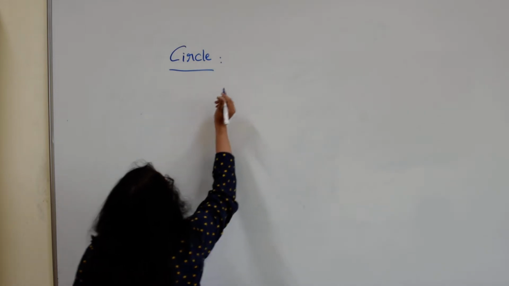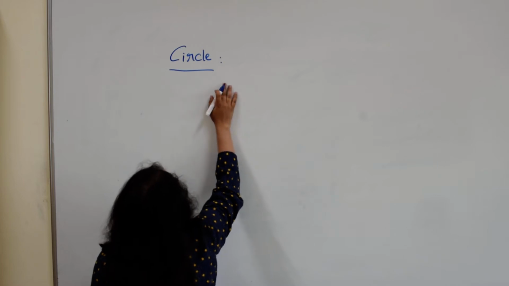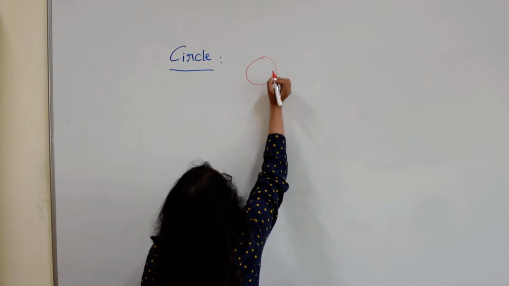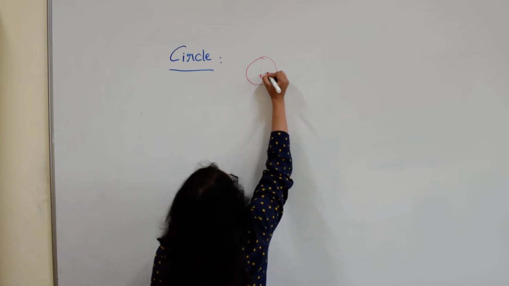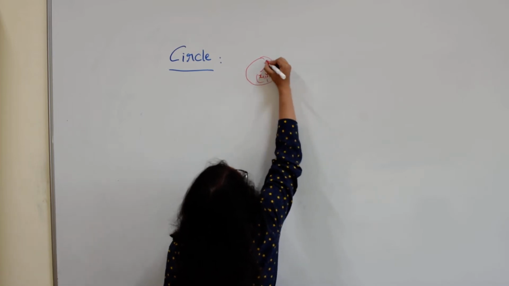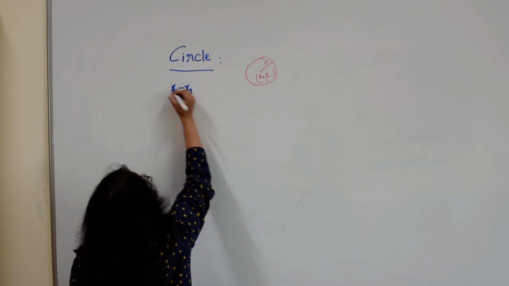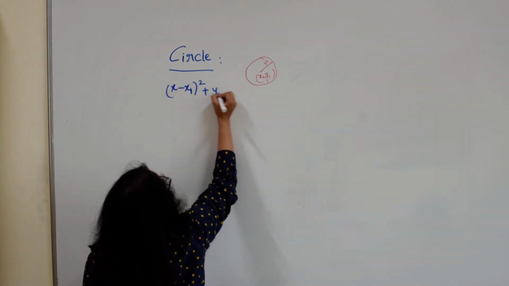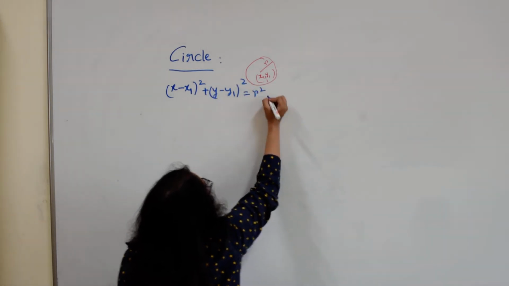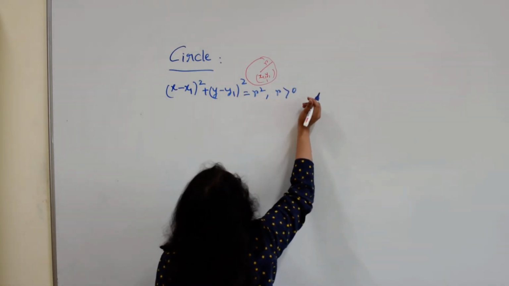Circle. So there are many forms of the equation of the circle. First we'll start with the basic form. If a circle is given with center (x1, y1) and the radius is given by r, then the equation of the circle will be (x minus x1) whole square plus (y minus y1) whole square equals r square, and r will always be positive because it is a distance and distance cannot be negative.